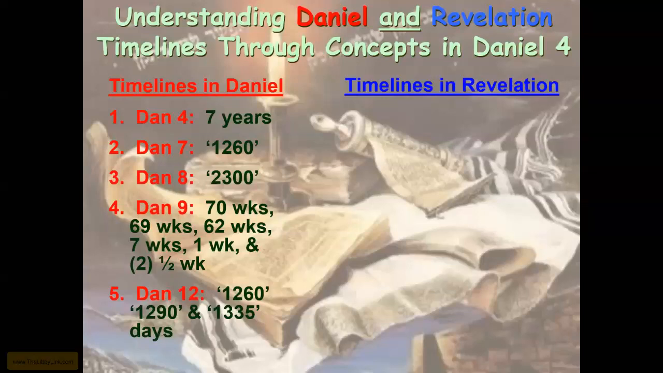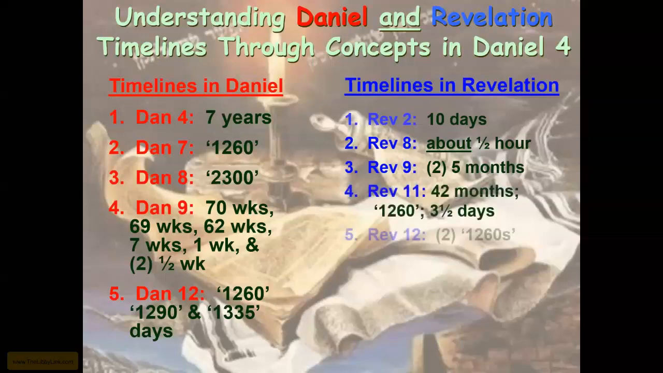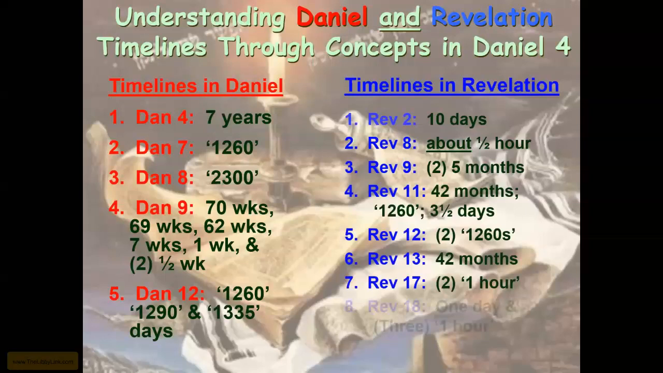Now, what about Revelation? Well, let's see. Revelation 2, one timeline of 10 days. Revelation 8 has one timeline of about the space of a half hour. Revelation 9, you will find it has 2 5-month timelines that are very interesting. Revelation 11 has 3 timelines, a 42-month, a 1260, and a short one of only 3.5 days. Revelation 12 has 2 timelines. Both of them are 1260s. Revelation 13 has 1 timeline of 42 months.